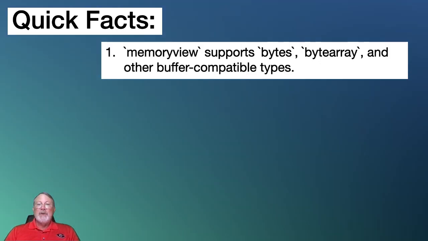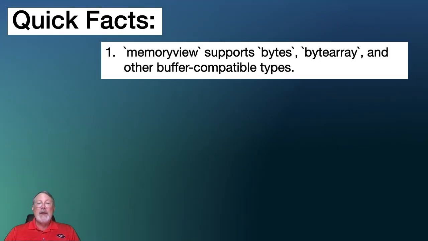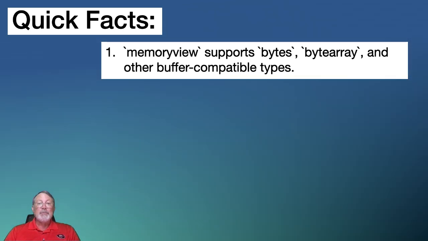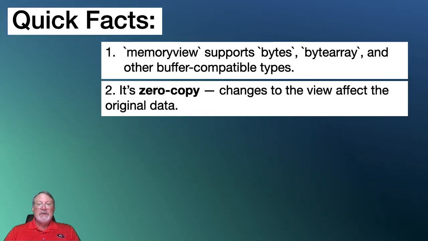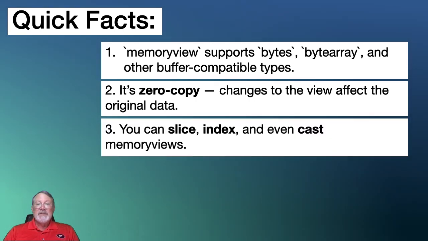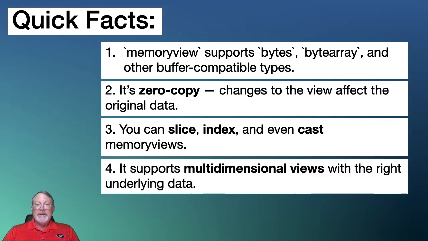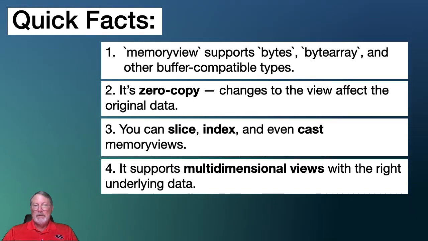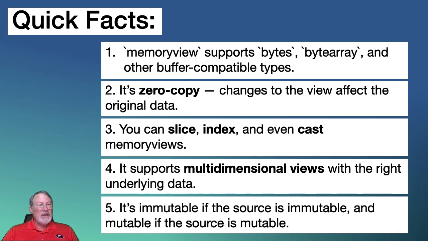Here are some things to keep in mind. Memoryview supports bytes, bytearray, and other buffer-compatible types. Its zero-copy changes to the view affect the original data. You can slice, index, or even cast memoryviews. It supports multidimensional views with the right underlying data. And it's immutable if the source is immutable, like bytes, and mutable if the source is mutable, like bytearray.